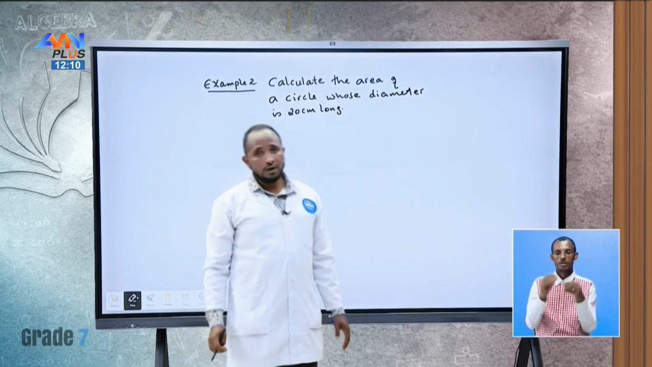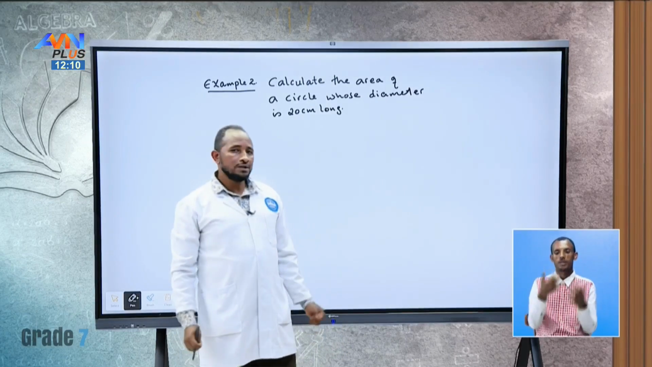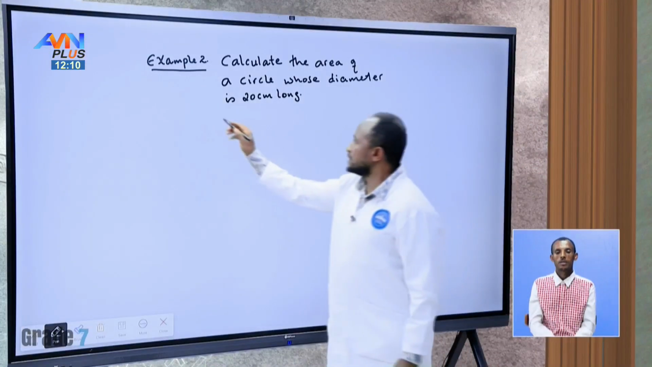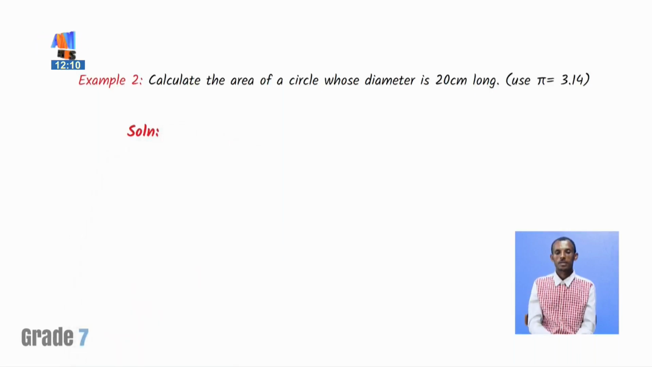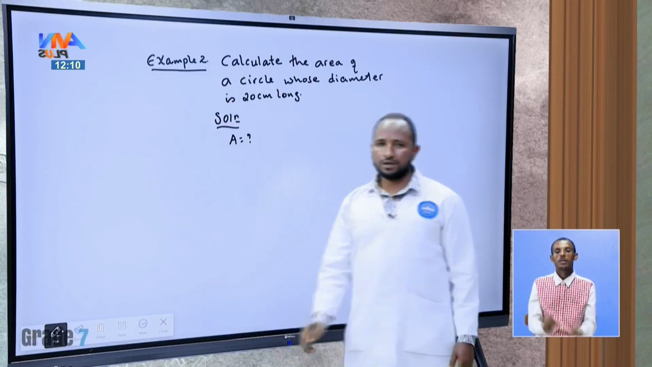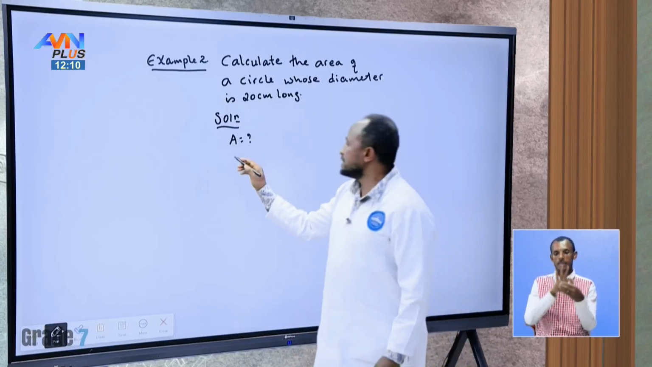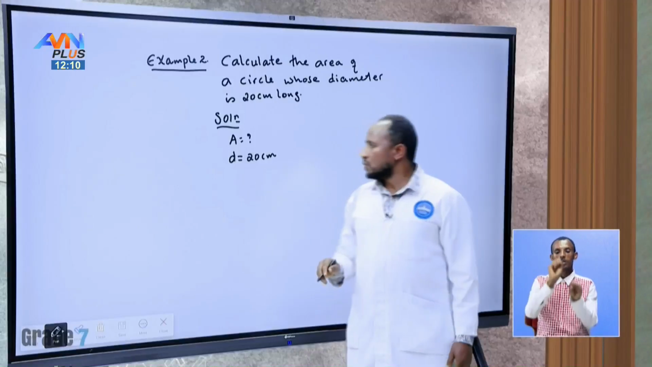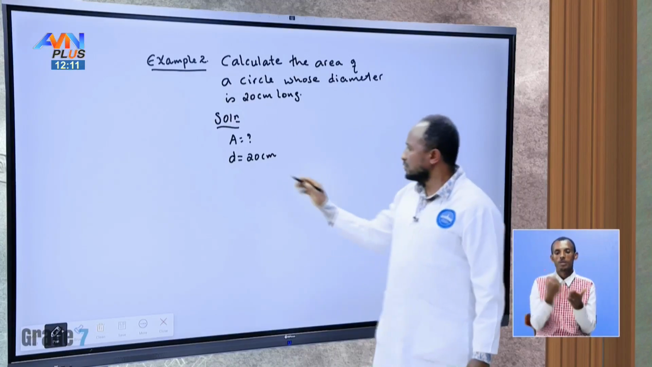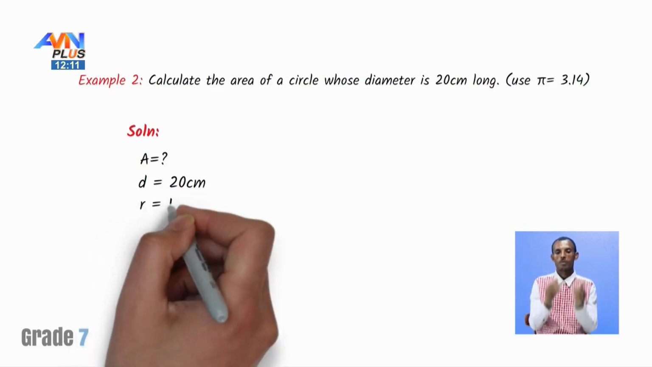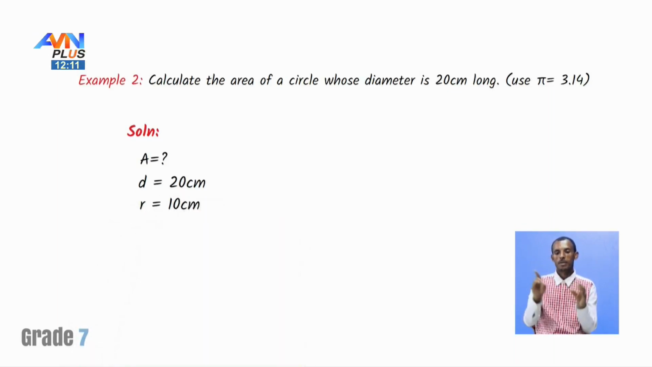Students, have you tried the question? Good. Now let's see the answer together. Here, we are asked to calculate the area of the circle, and the diameter is given. The diameter of the circle is 20 centimeters. From this, you can take the radius to be half of the diameter. So the radius is 10 centimeters.